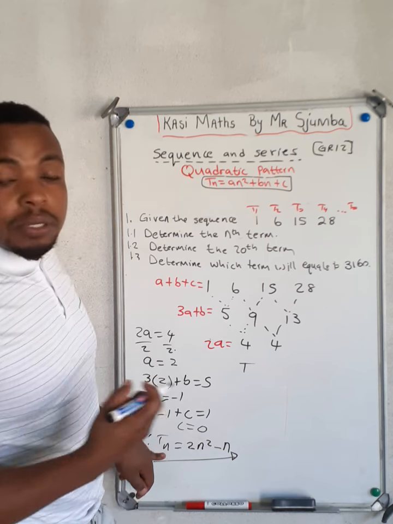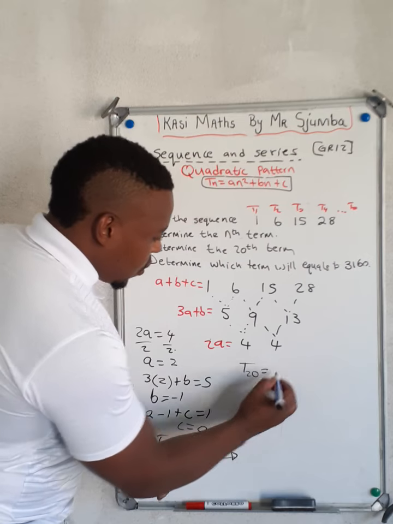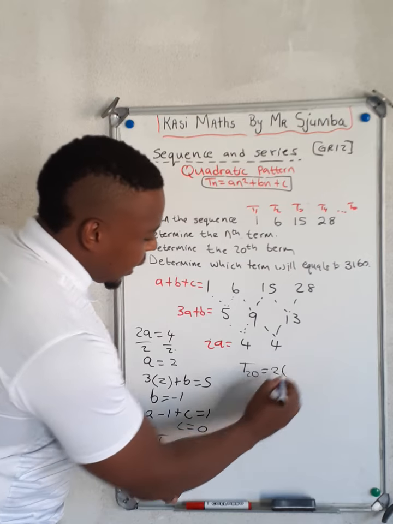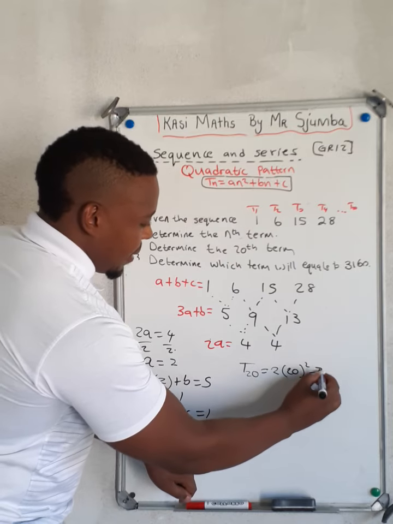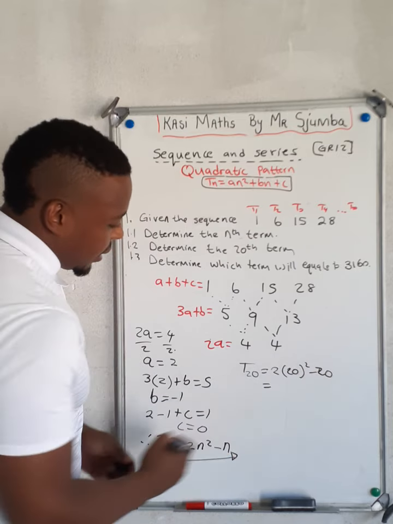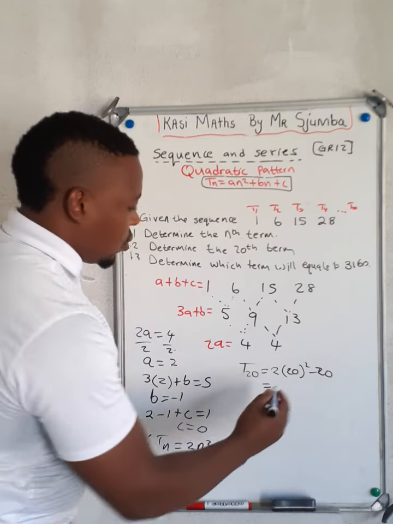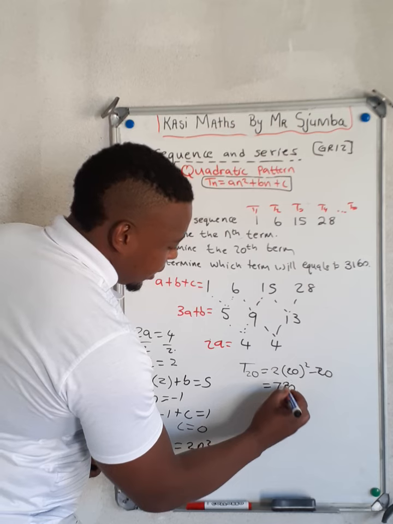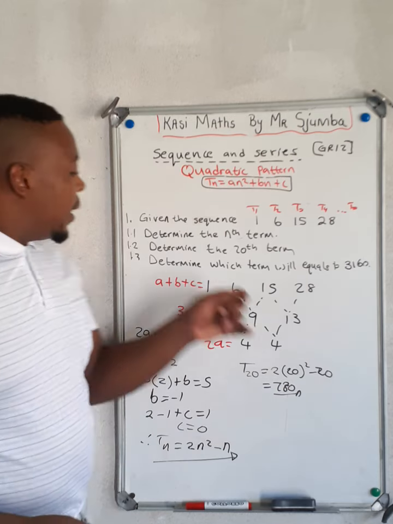Where there is n, we should put 20. So T20 equals 2 times, where there is n, we put 20, squared, minus 20. And then calculating the answer, it's 780. So we wanted term 20.